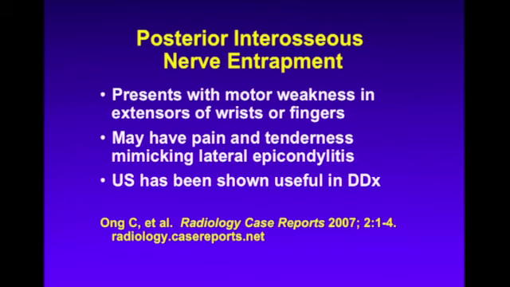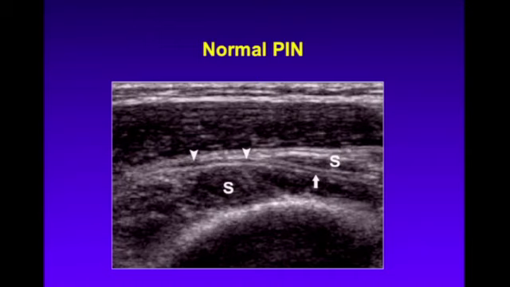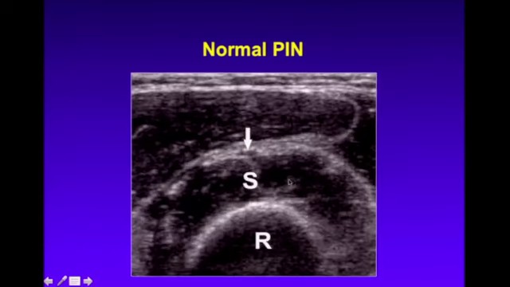Now, ultrasound has been very useful in the differential diagnosis. This is a case report we did many years ago, and actually we'll show you images from that case report. So the normal posterior interosseous nerve, this is a longitudinal view of it. It's very small, it's only about 1 millimeter. And as it comes down, it pierces the two heads of the supinator, labeled S and S right over here. And it has a nice, smooth taper. In the short axis, the nerve looks like a flat pancake, like this. And that's the normal situation.